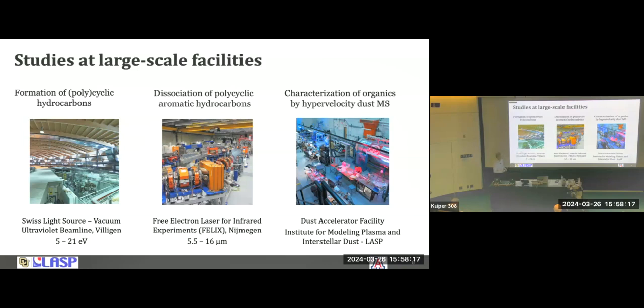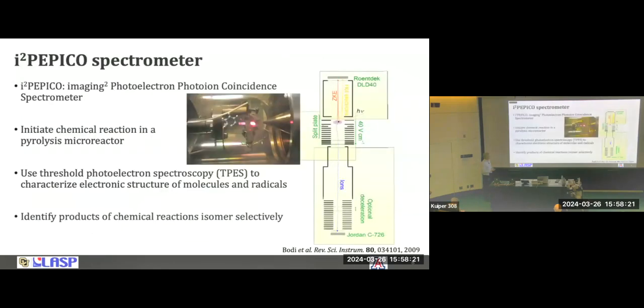And then, of course, starting on the left-hand side with the formation of PAHs from radical reactions. We're using this beamline, with tunable VUV radiation to gently ionize our molecules. And we do that in a system called the I-square PEPICO apparatus. So it's the imaging squared, so 2 imaging plates. You can image electrons here, you can image ions down there. And then it's photoelectron photoion coincidence spectroscopy.